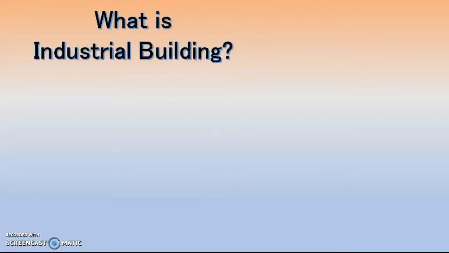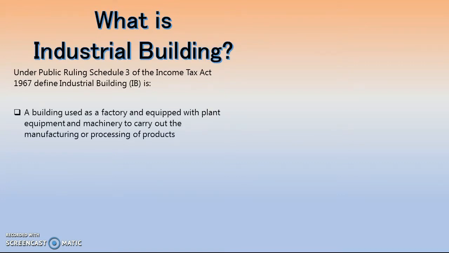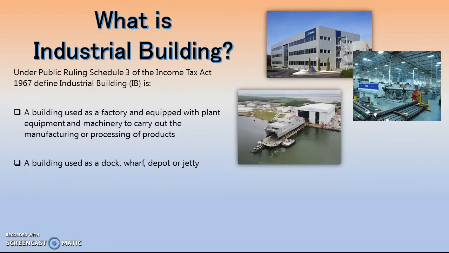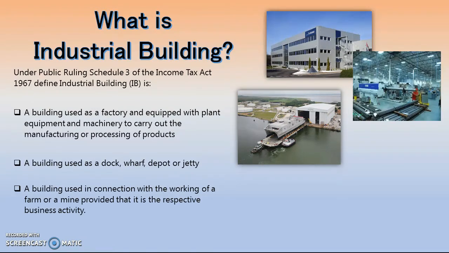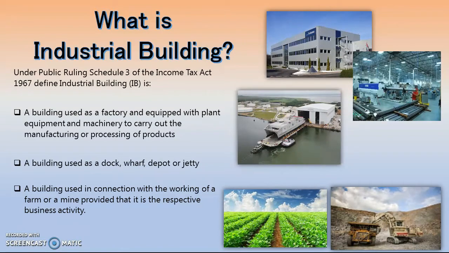Okay, so what is an industrial building? Under Public Ruling Schedule 3 of the Income Tax Act 1967, an industrial building (IB) is defined as a building used as a factory and equipped with plant, equipment and machinery to carry out the manufacturing or processing of a product. An IB is also a building used as a dock, wharf, depot or jetty, and a building used in connection with the working of a farm or a mine, provided that it is for the respective business activity.